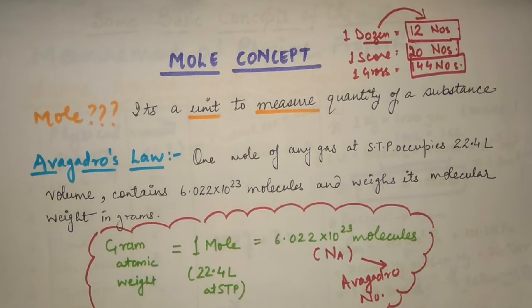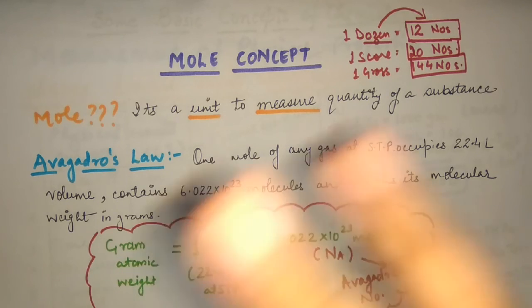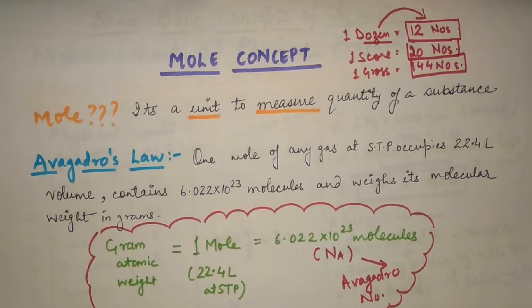But if you have to measure or count any microscopic quantity, for example, if you have to count atoms or particles or molecules, electron, proton, all these, you cannot use dozen or score or gross, right? So similarly, we use this idea of mole. We use the concept of mole to count the entities in the microscopic level.